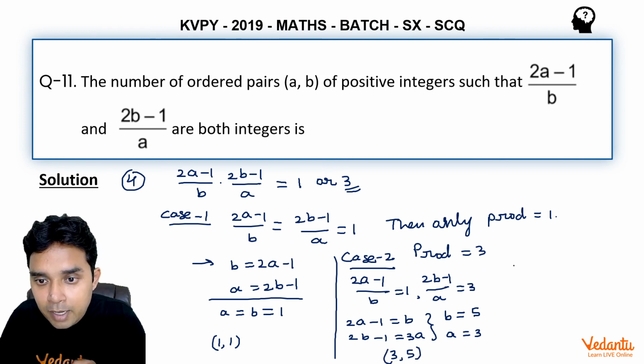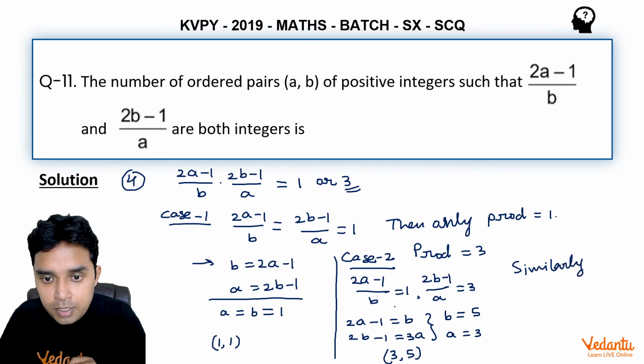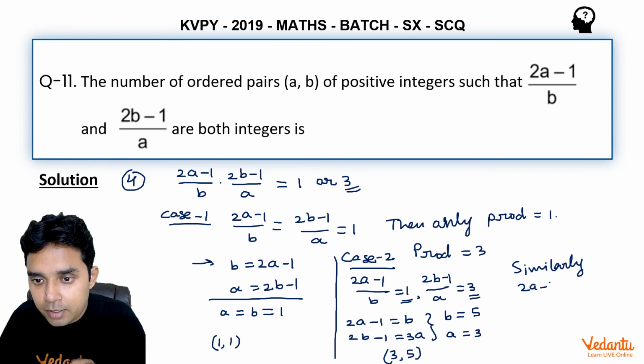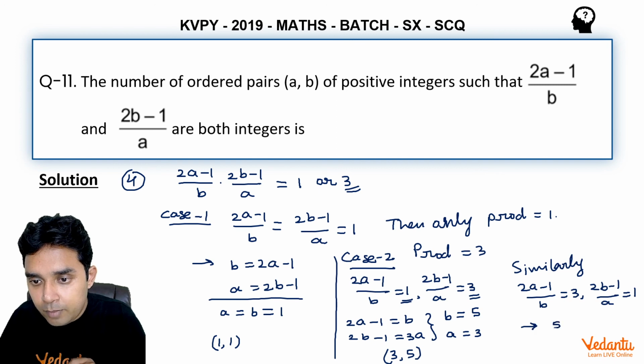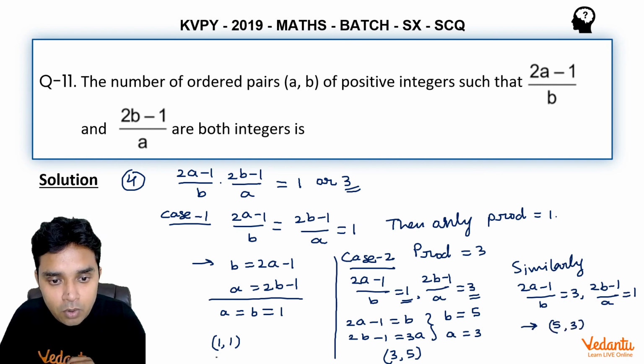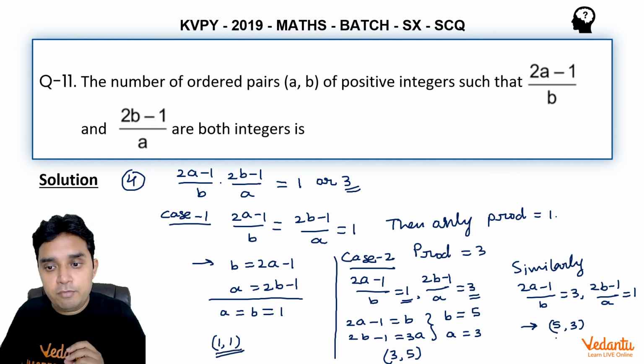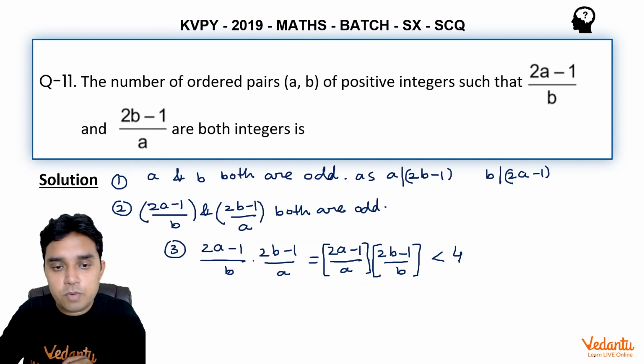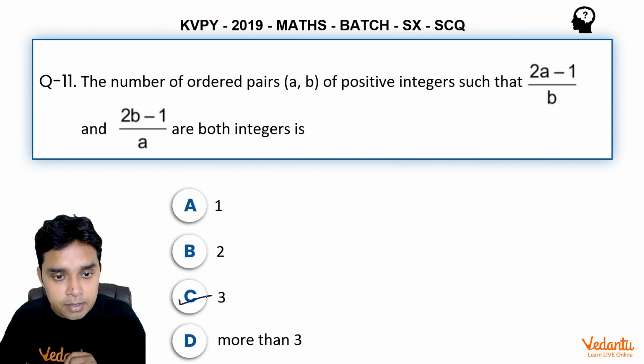Okay, similarly we can take the another case in which this will be 3 and another one will be 1. Let me write it here. (2a minus 1) upon b is equal to 3 and (2b minus 1) upon a to be equal to 1. In this case this ordered pair will be (5, 3). So we can see we are getting 3 ordered pairs, (1, 1), (3, 5), (5, 3). So answer for this question should be C, that is 3.